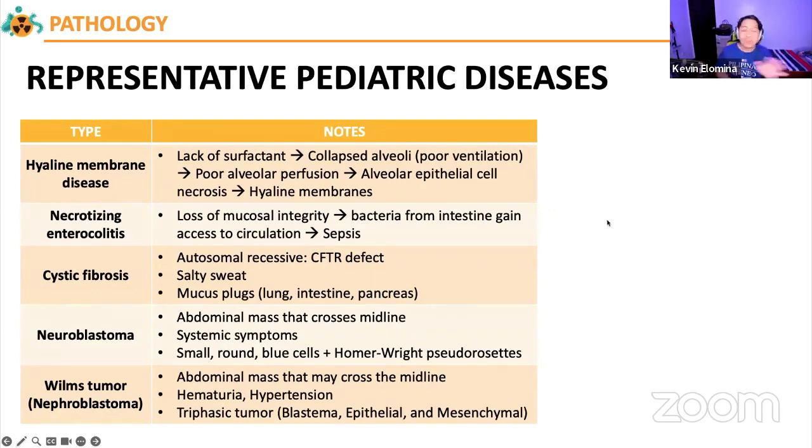Okay. So, let's go to the representative pediatric diseases. Pag hyaline membrane disease, alam nyo naman, this is your neonatal RDS. Ang nangyayari, di ba, you have surfactant deficiency and decreased lung maturity here. Because of that, you will have poor ventilation and that causes also poor perfusion, eventually. And pinaliwanag ko yan in detail in the handout.